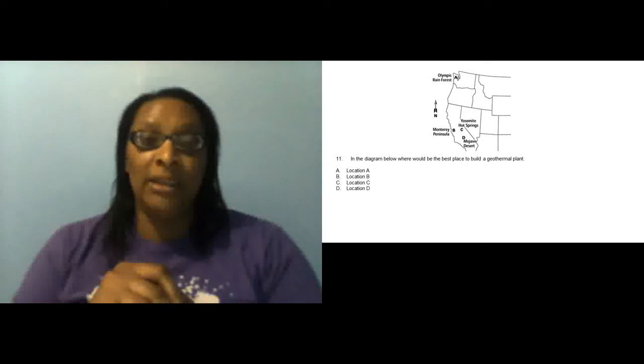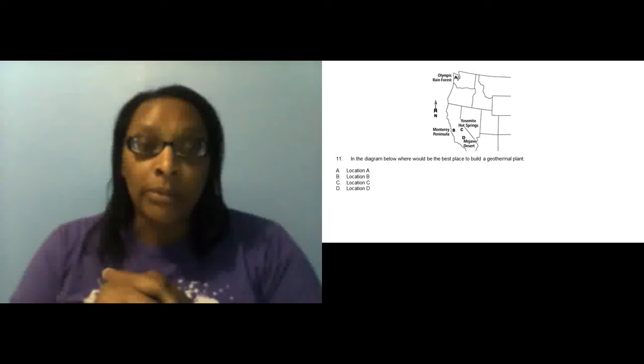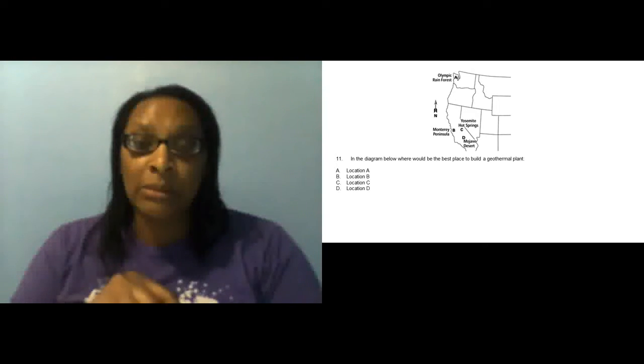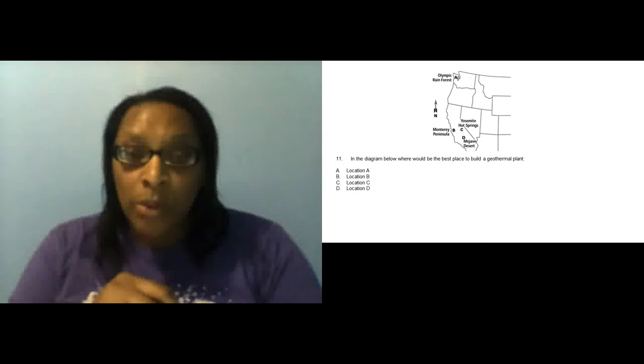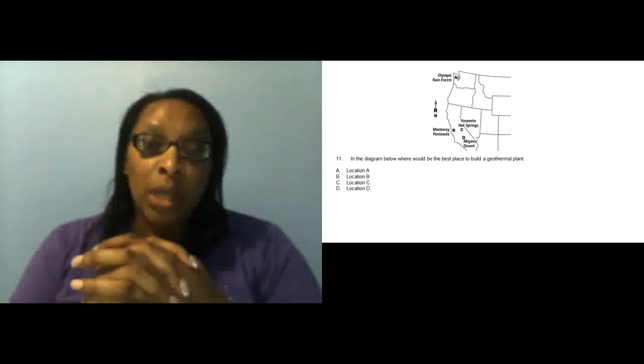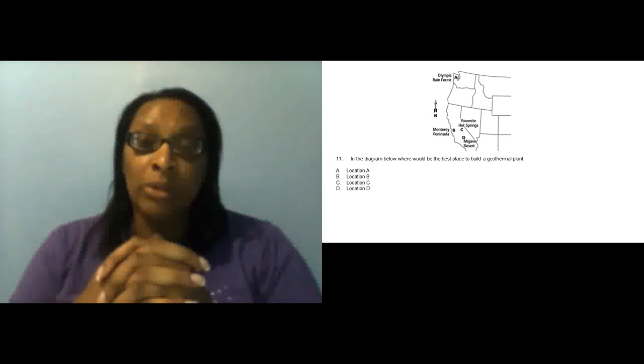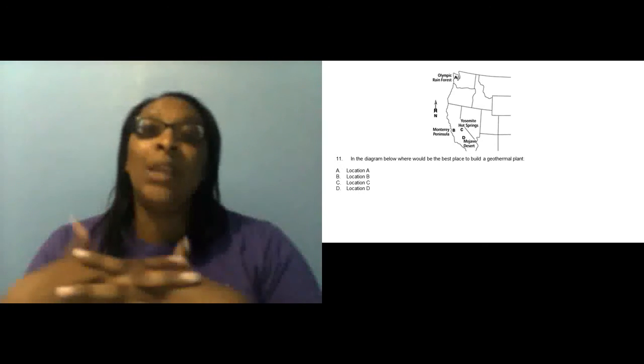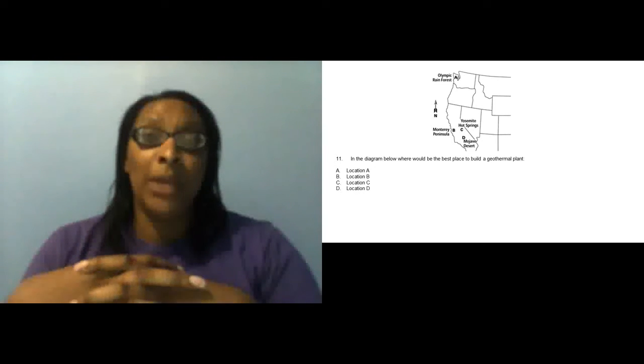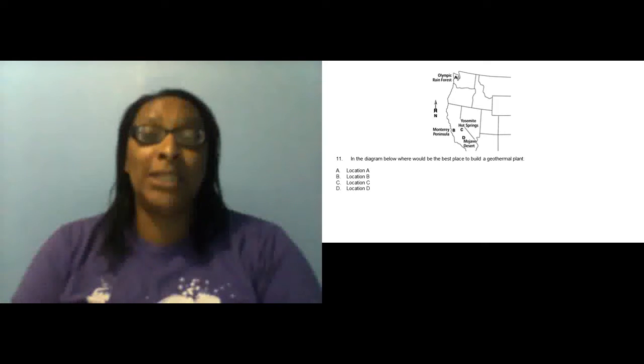Number 11. In the diagram below, where would be the best place to build a geothermal plant? A, location A. B, location B. C, location C. Or D, location D.